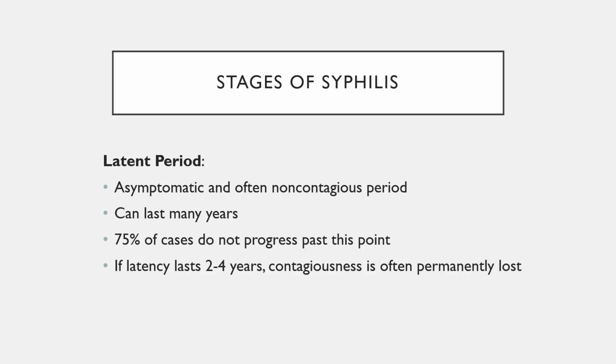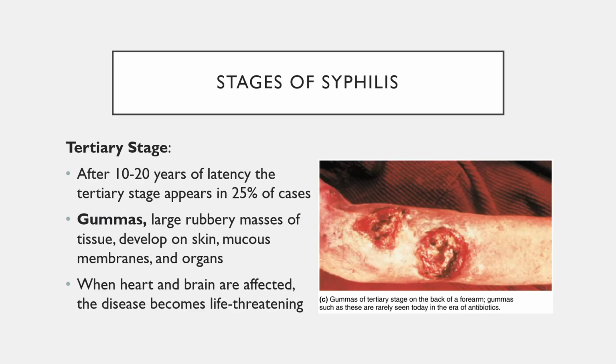During this period, a person is asymptomatic and often not contagious. However, they still retain the pathogen in their bodies, and this stage can last many years. 75% of cases do not progress past this point, and if latency persists for 2 to 4 years, then often contagiousness is permanently lost. However, in 25% of cases, the tertiary stage arises after 10 to 20 years of latency.